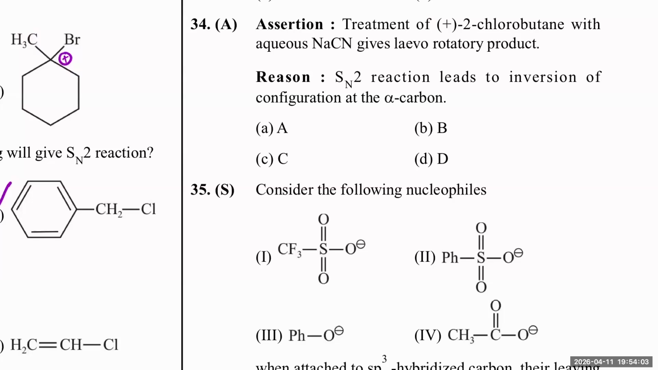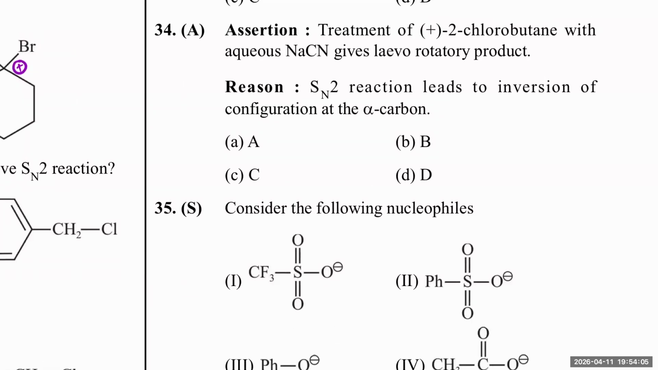Okay. Treatment of 2-chlorobutane with aqueous NaCN like this. So we have butane and 2-chloro here. Let's say this is +1. And when you react with CN minus, you will know that it will go towards levo kind. That is minus. Correct. So you can see treatment of this with aqueous NaCN gives levorotatory product, which is true. SN2 reaction leads to inversion of configuration of alpha. That is true. So again, the reason is also correct. So which is A. Okay.